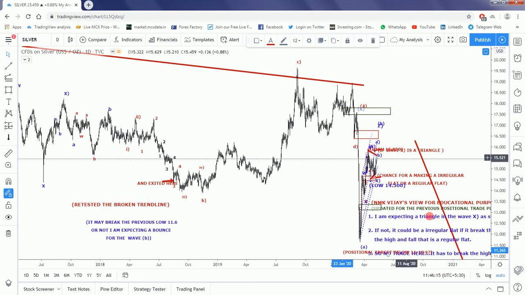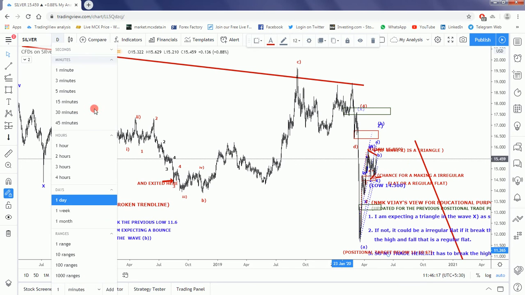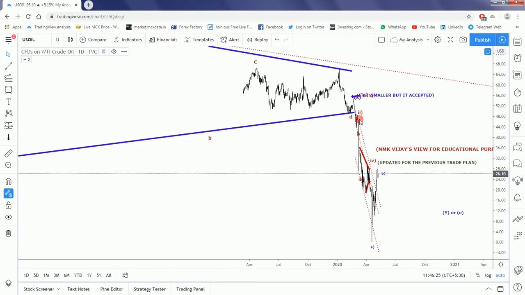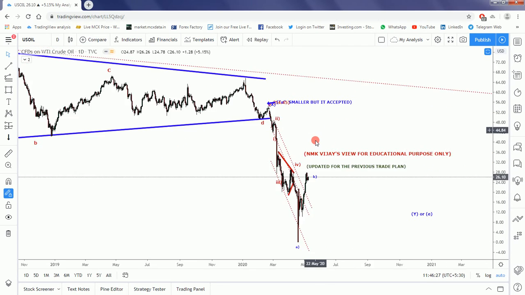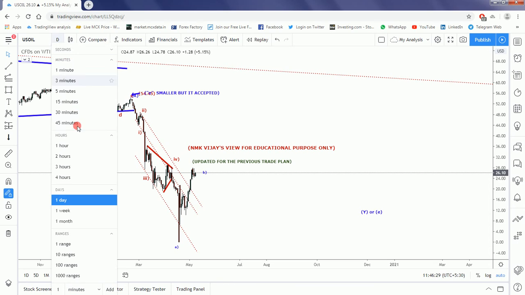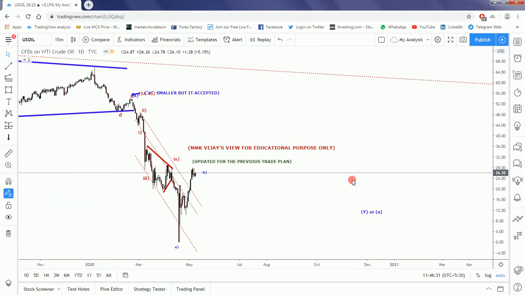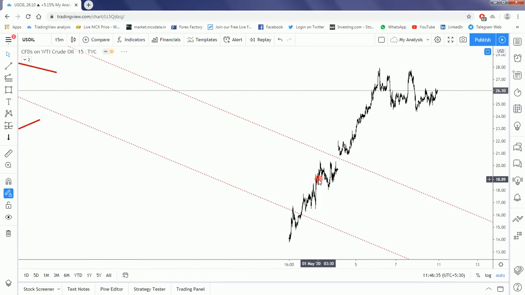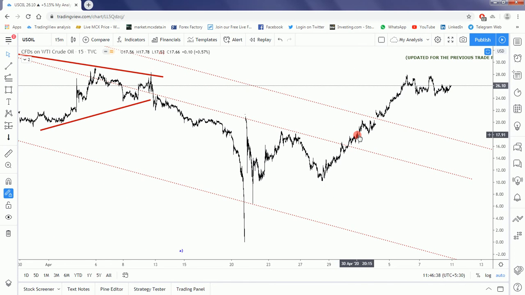And one more thing, next we will move on to the US oil. I clearly explained that day, on the 15 minutes chart, if it is making a triangle, it has to decline below this, and it doesn't want to break this channel also. It's already broken. So now it's looking like a... my positional view I will explain to you.